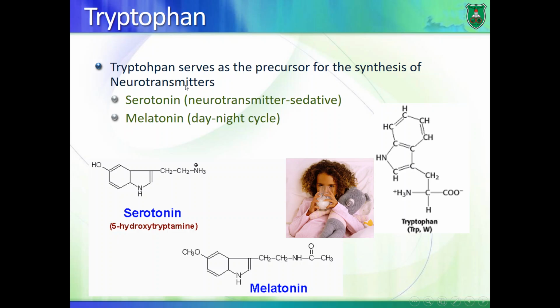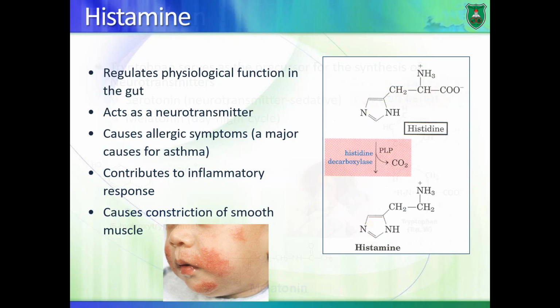Tryptophan is also a precursor for an important molecule known as melatonin, which controls day and night cycles. And that's why people who travel a long distance, for example going to the US, suffer from jet lag, and these people can take melatonin to help them adjust in terms of the circadian cycle, or the day and night cycle.